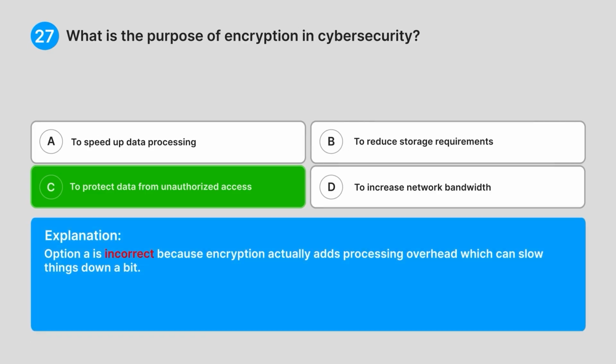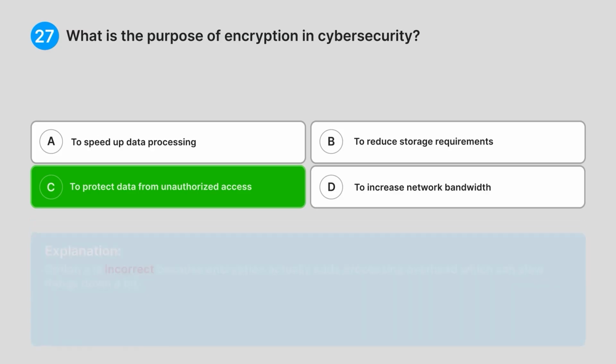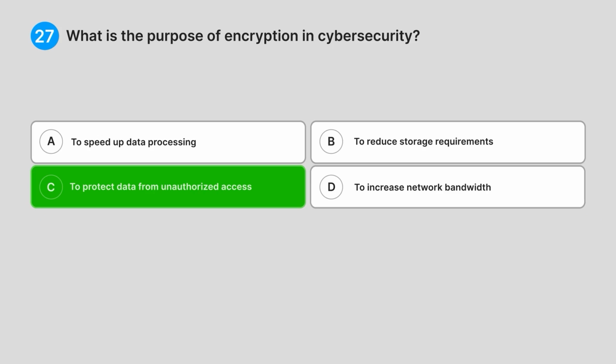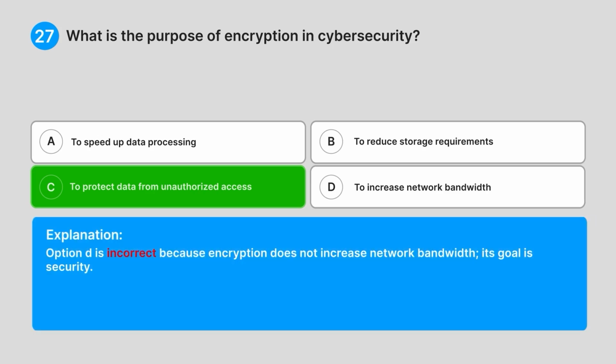Option A is incorrect because encryption actually adds processing overhead, which can slow things down a bit. Option B is incorrect because encryption can sometimes slightly increase storage or data size due to padding or metadata. Option D is incorrect because encryption does not increase network bandwidth. Its goal is security.